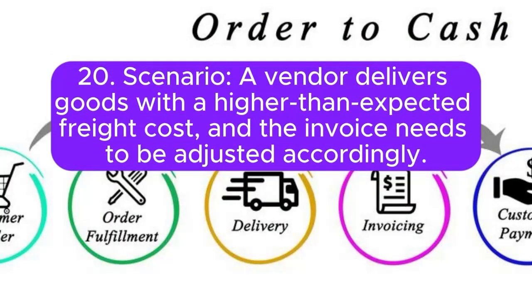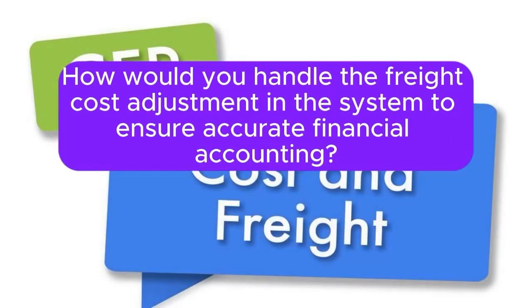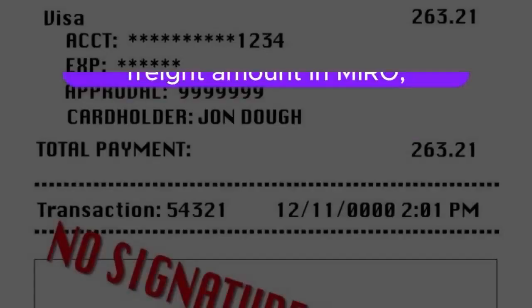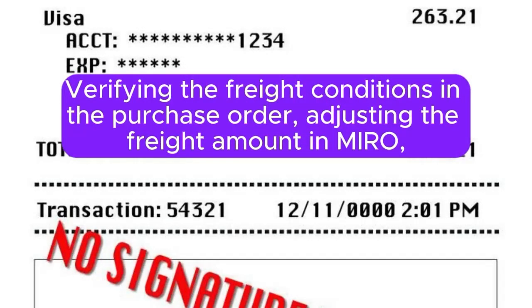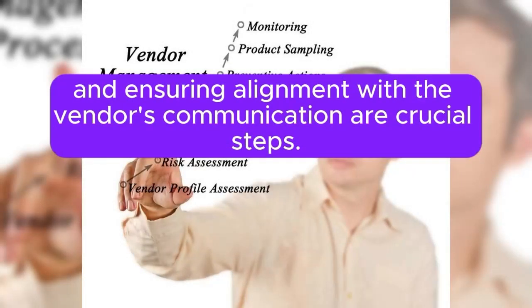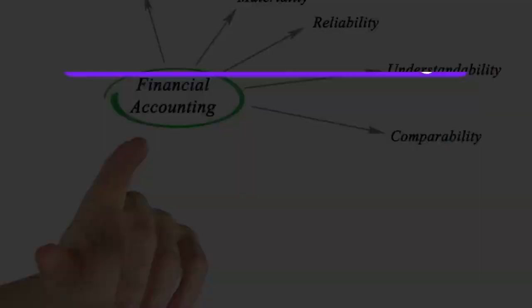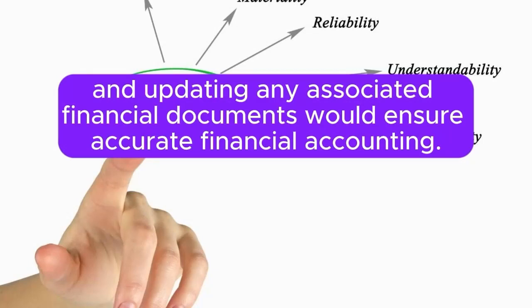20. Scenario: a vendor delivers goods with a higher than expected freight cost, and the invoice needs to be adjusted accordingly. How would you handle the freight cost adjustment in the system to ensure accurate financial accounting? Answer: I would use transaction MIRO to display the invoice document and check the freight conditions, verifying the freight conditions in the purchase order, adjusting the freight amount in MIRO, and ensuring alignment with the vendor's communication are crucial steps. Communicating the adjustment to the finance department and updating any associated financial documents would ensure accurate financial accounting.